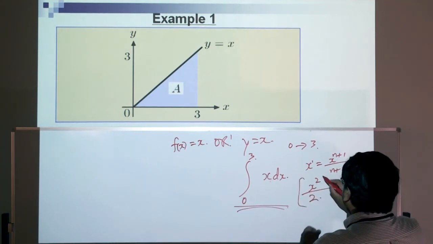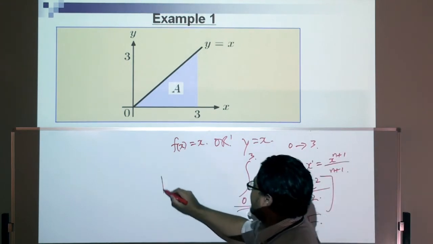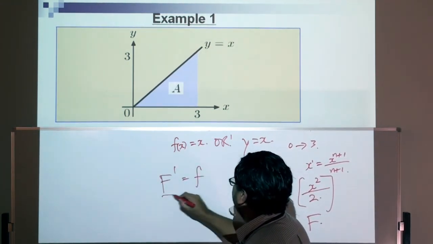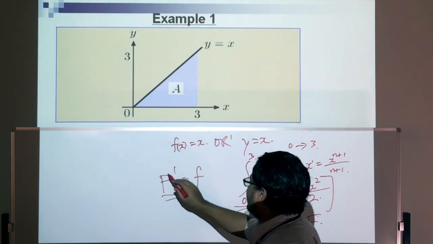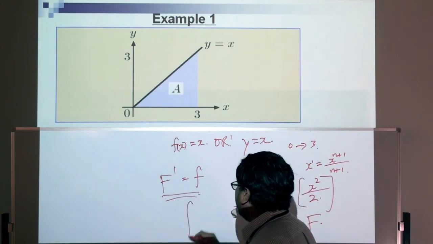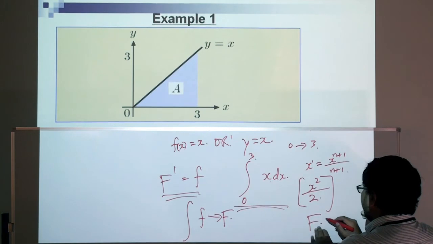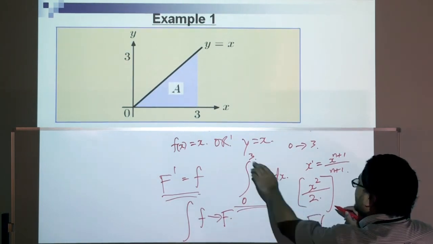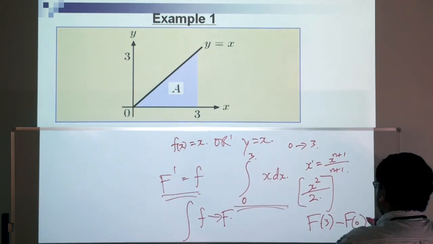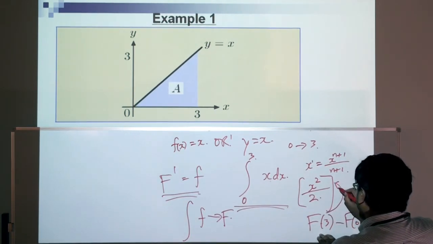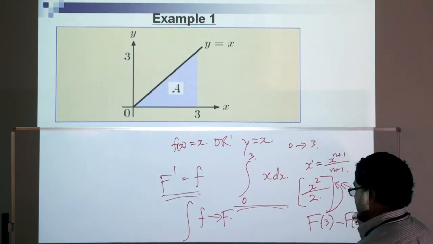So we take that value. Okay, this is capital F. Remember, don't forget, F dash is equal to f. The derivative of capital F equals f. And when we integrate f, we get capital F. Therefore, F of b, and b was 3, take away F of 0. So we substitute the 3 in here, and then we take away 0 as well. Let's do that over here.